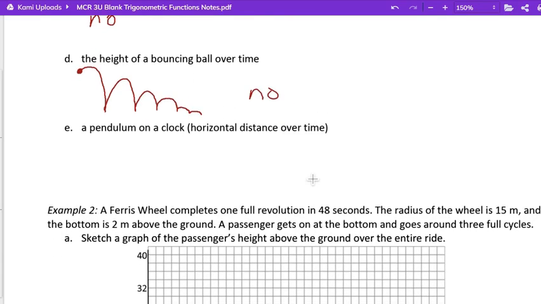A pendulum on a clock. Now, this is assuming that there is extremely little friction, right? If you have a pendulum with very little resistance and you just let it go, the great thing about pendulums is that they do have periodic behavior, in a sinusoidal way. Where do they go the slowest? At the ends or in the middle? Where do they go the fastest? Yeah. Can you use a sine curve for that? You could. Cool.